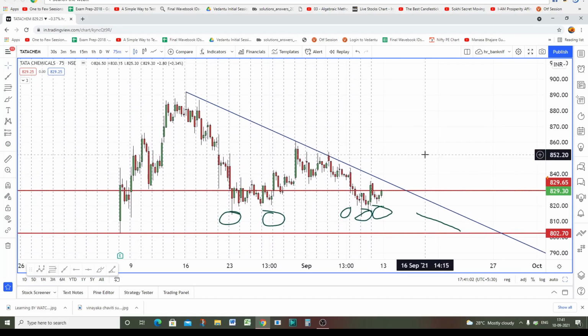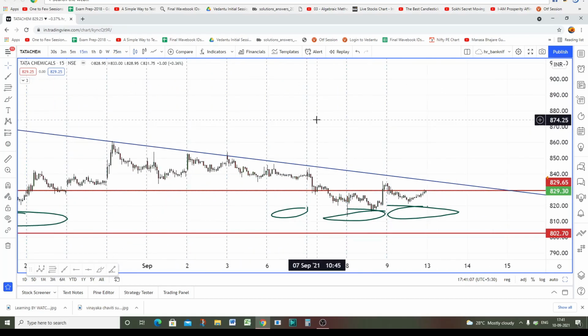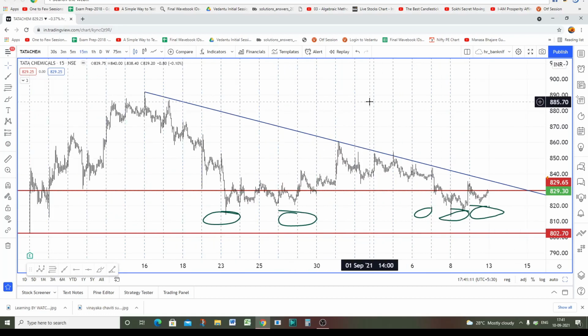So, friends, this is my view on Tata Chemicals, as well as the method I generally consider when I take up any particular stock during my analysis.